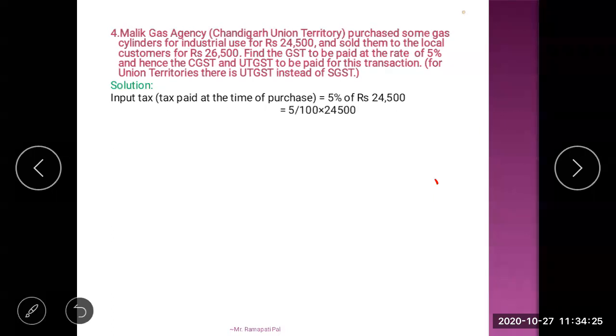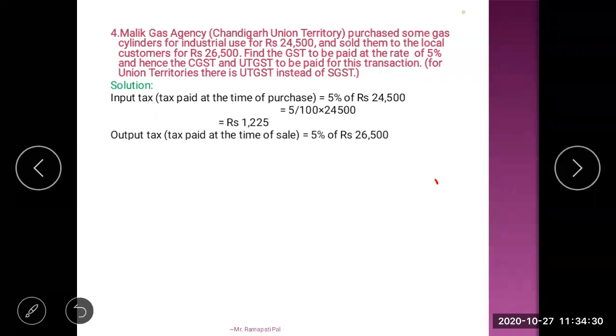20 will be cancelled. Yes or no? 20 will be cancelled. So what will remain? 5 into 265. Correct, Dhamesh? That is 1,325.